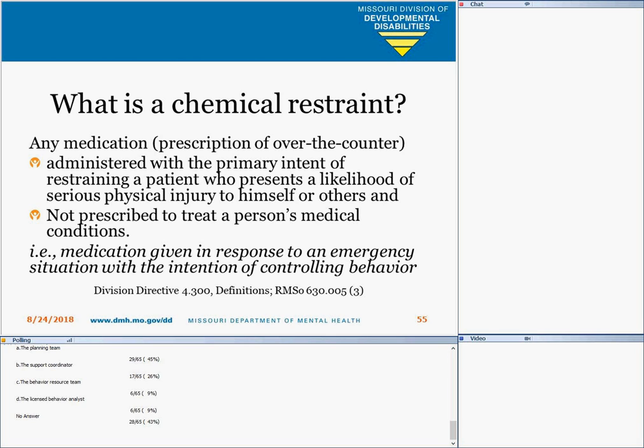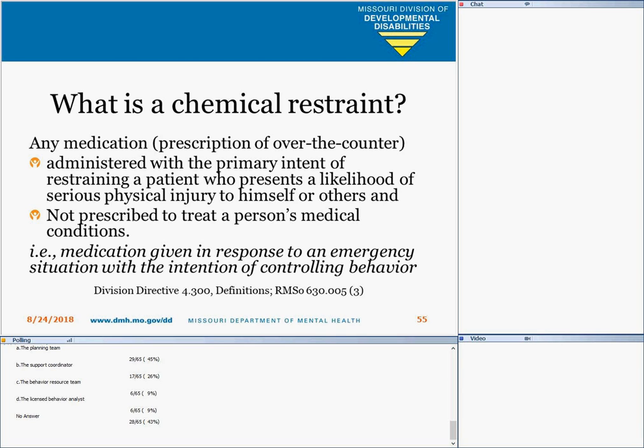So a chemical restraint, whether it's a prescription medication or an over-the-counter medication, given to anyone who's receiving services that we fund, is considered something that's administered with the primary intent of bringing a patient who presents a likelihood of serious physical injury to himself or others under control. Okay, so there are several important parts of this definition, and again, as I said, it's not my favorite definition, it's not the way that I would write it, but it's what we have to use.